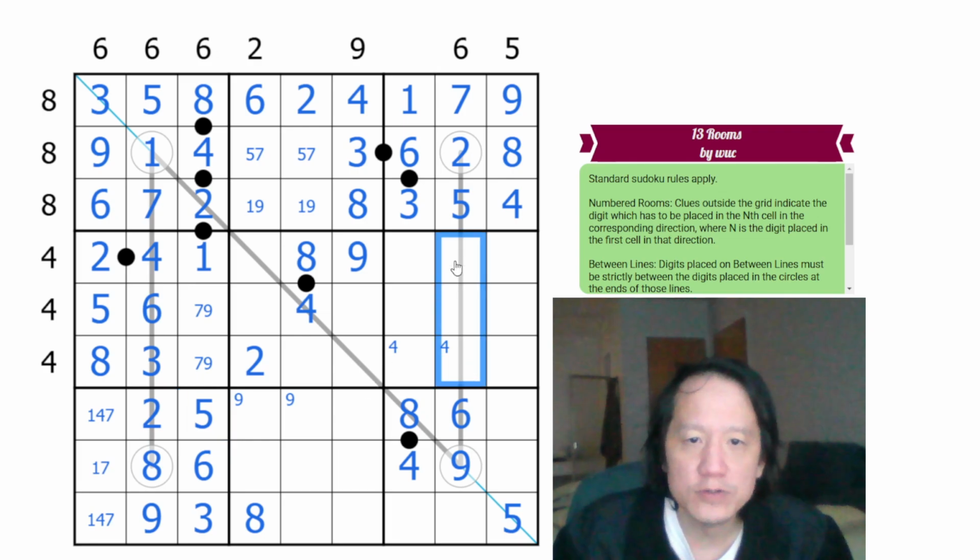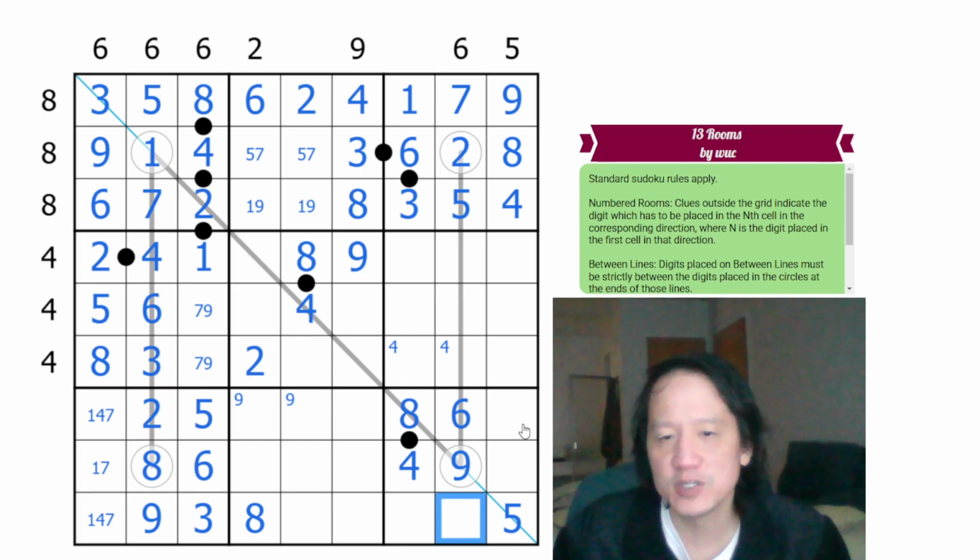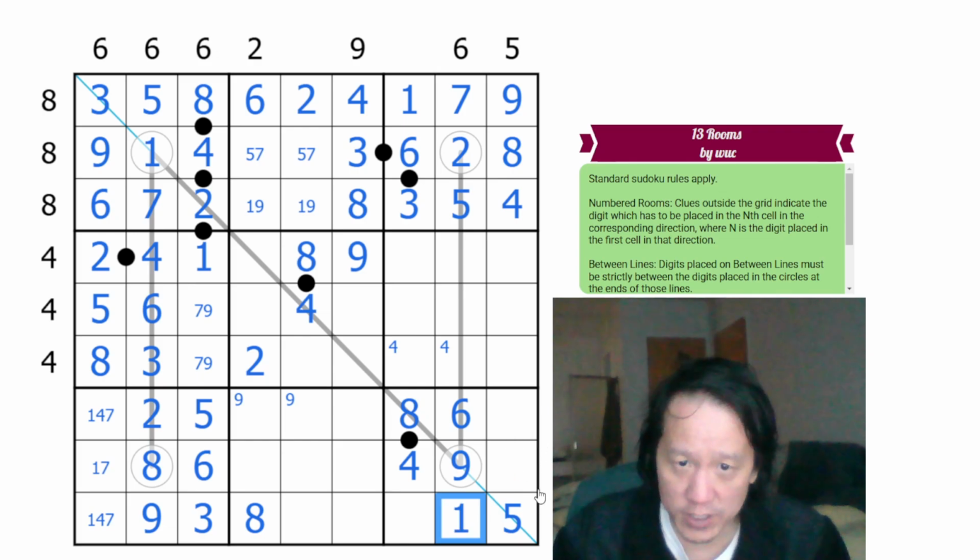All of these clues are between 2 and 9. What does that leave outside? It has to be 1, because 1 can never be between 2 and 9. So therefore, this is a 1.